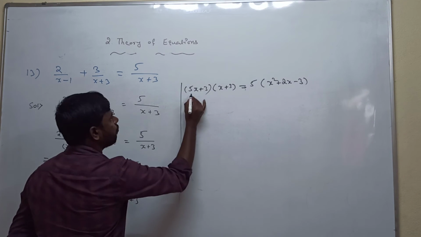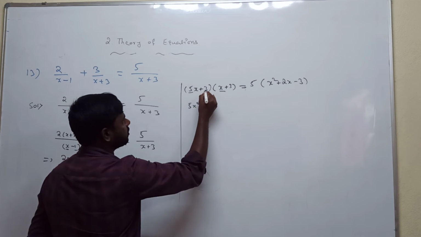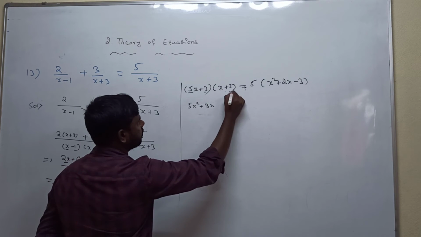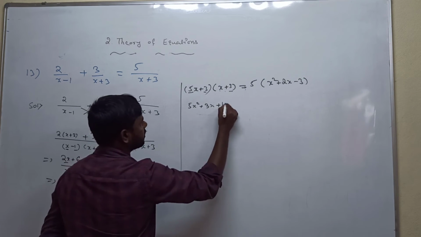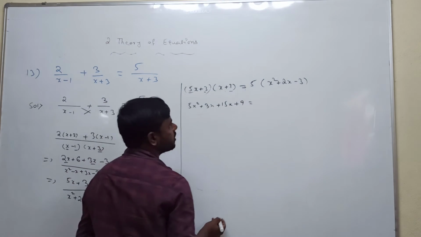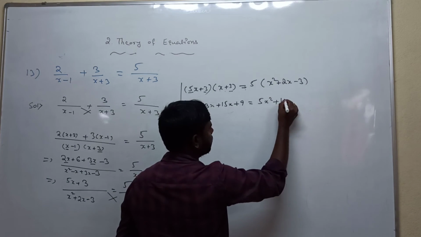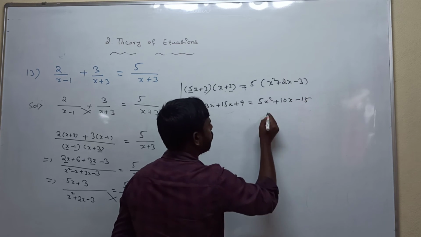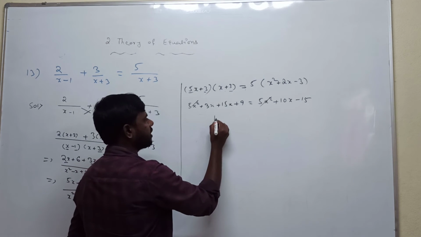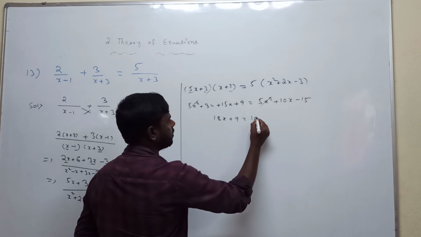Now multiply. First element into first element: 5x into x is 5x square, plus second element into first element: 3 into x is plus 3x. Now each element of the second: 5x into plus 3 is plus 15x, plus 3 into plus 3 is plus 9, is equal to, let us simplify. 5 into x square is 5x square, plus 5 into 2x is 10x, minus 5 into 3 is 15. Both 5x square get cancelled. Plus 3x plus 15x is plus 18x plus 9 is equal to plus 10x as it is, minus 15.